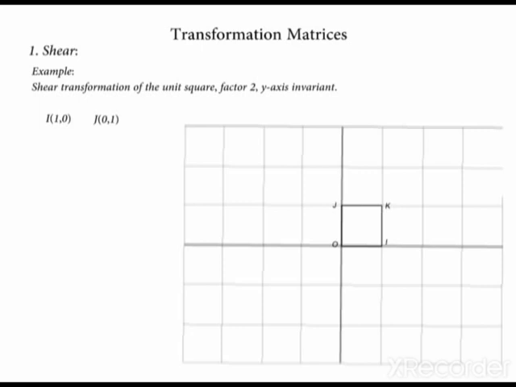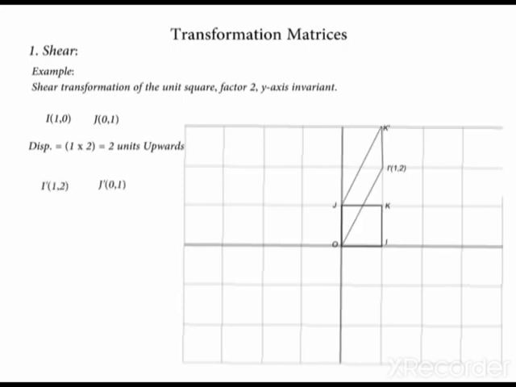In shear, a point moves parallel to the invariant line, so displacement is equal to perpendicular distance from the invariant line times s, the shear factor. In this case, we shall have 1 times 2, which is 2. And so point I will move 2 units upwards. The new coordinates will be I prime 1, 2.